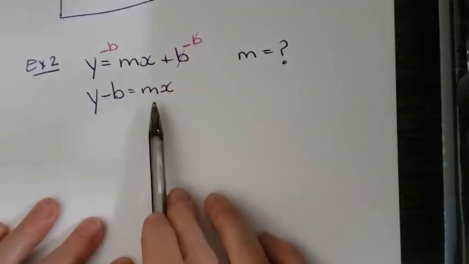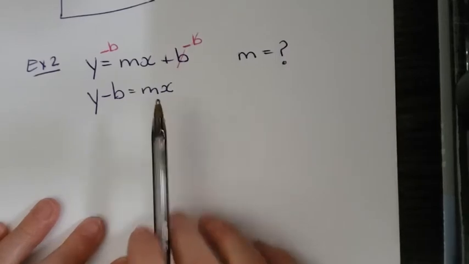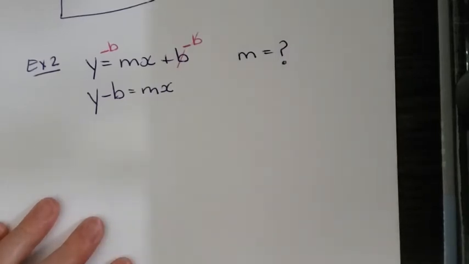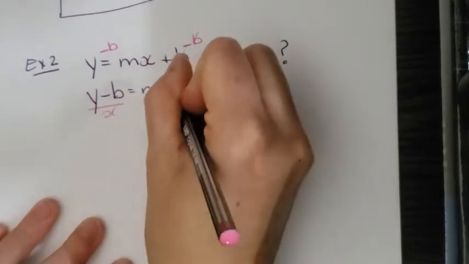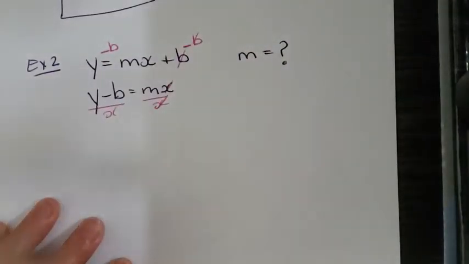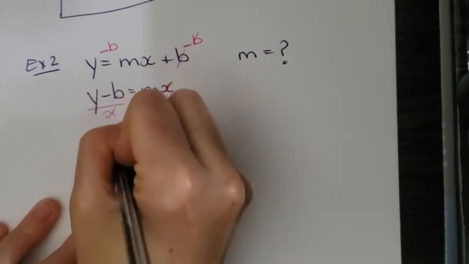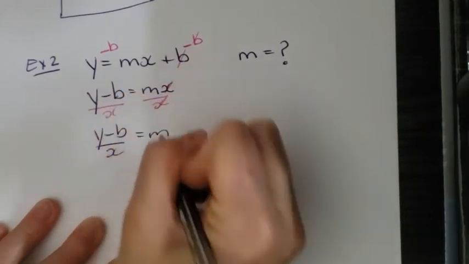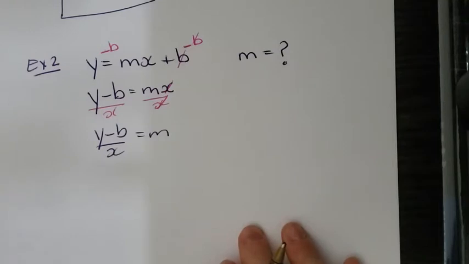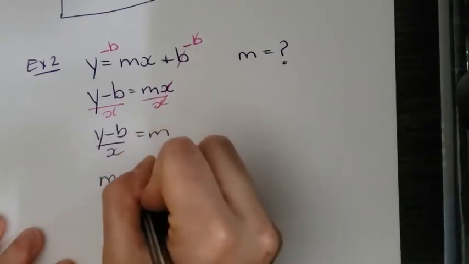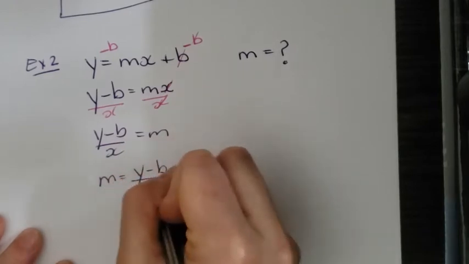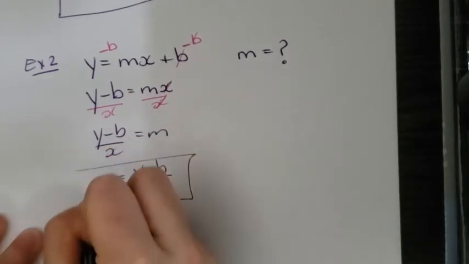Next, to get the m all by itself, I have multiplied by x. Well, the opposite of multiplying by x would be to divide by x. And then the x's disappear, and we're left with y minus b over x is equal to m. If you leave your answer like this, it's totally fine, but the better way is to write the m on the left side. So I have m is equal to y minus b over x, and we're done.